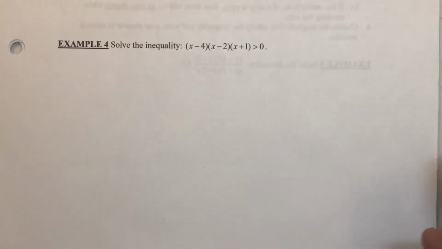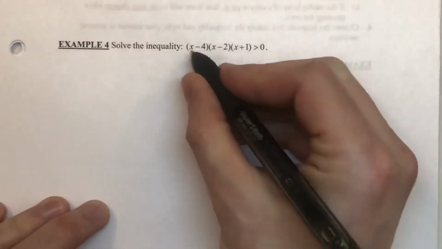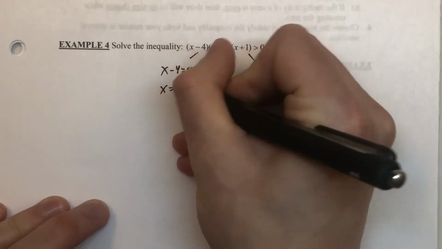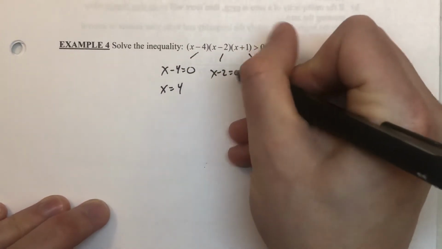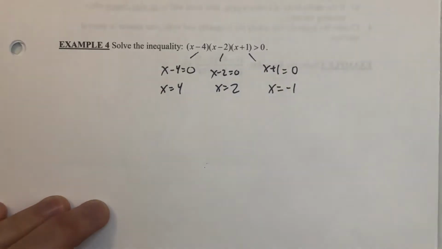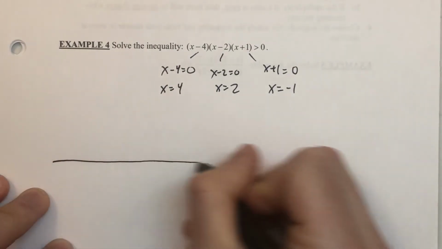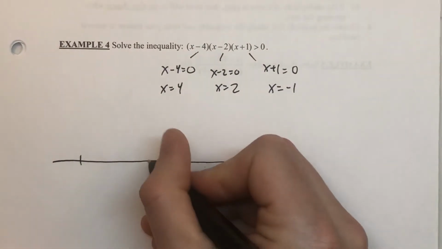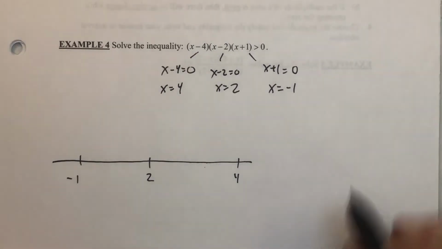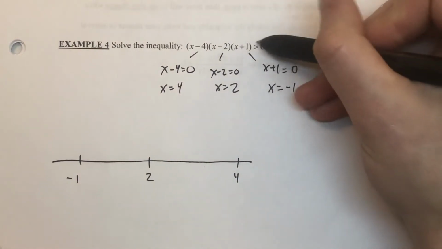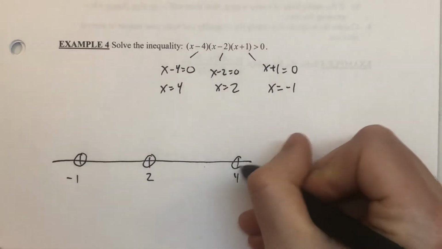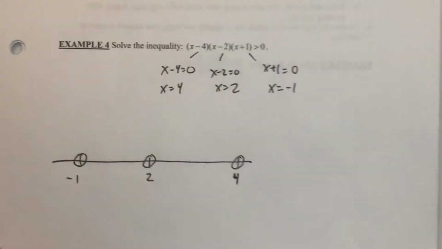Moving on to example 4. Very similar approach here. We've got our 3 factors, giving us our 3 zeros of 4, 2, and negative 1. So as far as our number line is concerned, in order, negative 1 comes first, then a 2, then a 4. We notice that the inequality is not an or equal to, so we will just put open circles on all of those. They're not going to be a part of our answer no matter what.